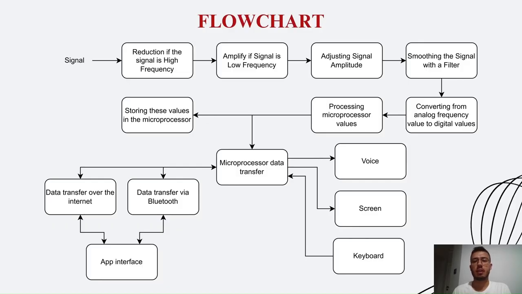Flowchart. The incoming signal is processed by the microcontroller in 5 stages. The microcontroller stores the data in memory or sends it to the data transfer block. The data transfer block sends the data to the voice and screen interface, processes data from the keyboard, and establishes a remote connection via the app interface.